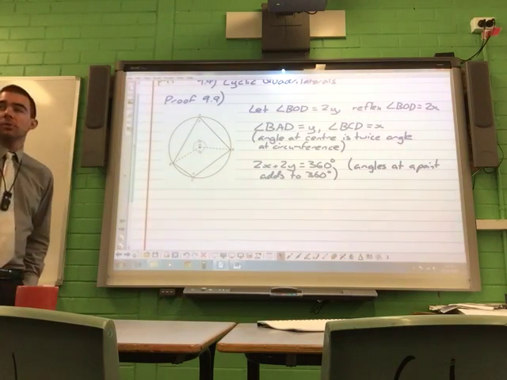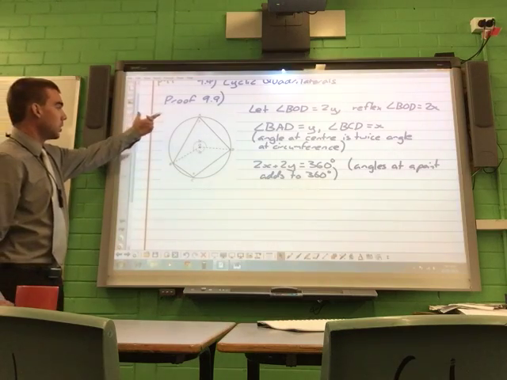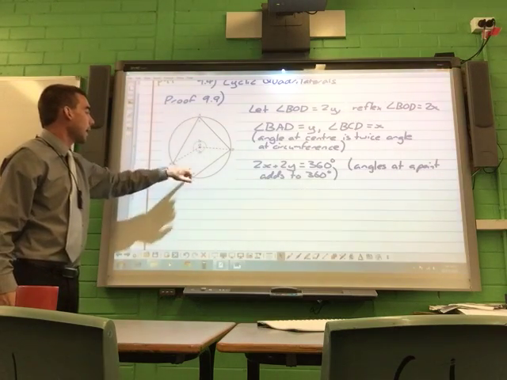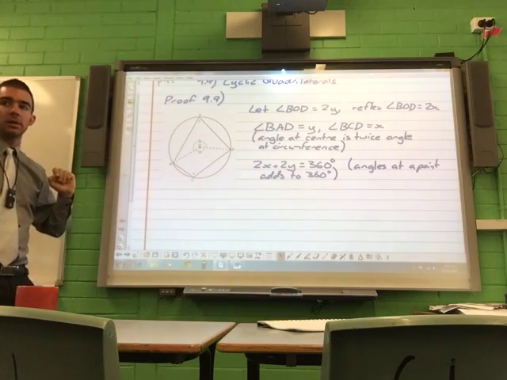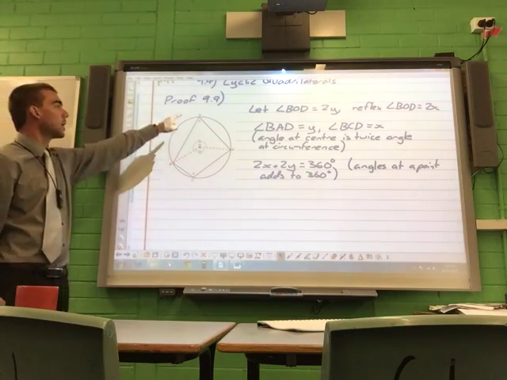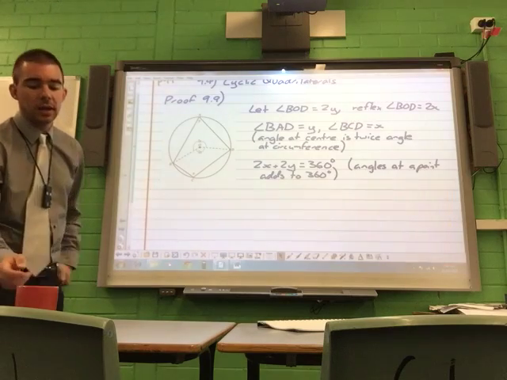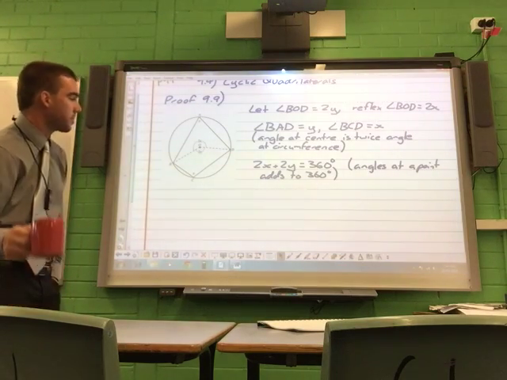Right, so that's another thing we know. I want to then show that angle y and angle x, when I add them together, are supplementary. In other words, when I add x and y together, I get 180 degrees. Can anyone see how we're going to show that?